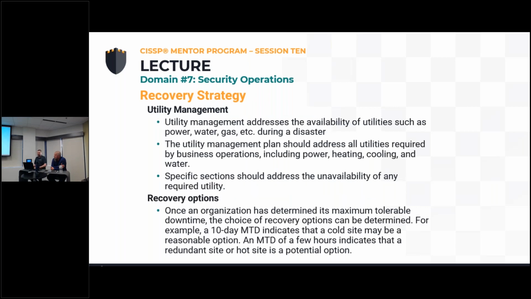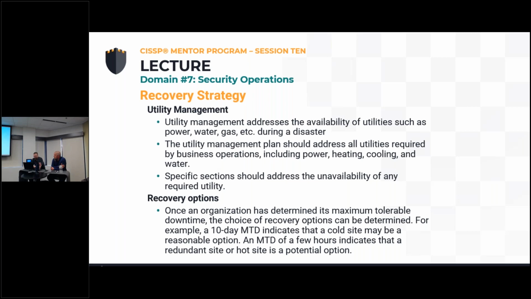Utilities: what are we doing around all of our utilities? Usually during a disaster, electricity is really the only one you can have some sort of a plan in place for. You can have a generator, you can have a UPS. The gas goes out, the water goes out, what are you going to do? You can't typically have a redundant or backup system for that. So just understanding that, what does that mean for your organization?